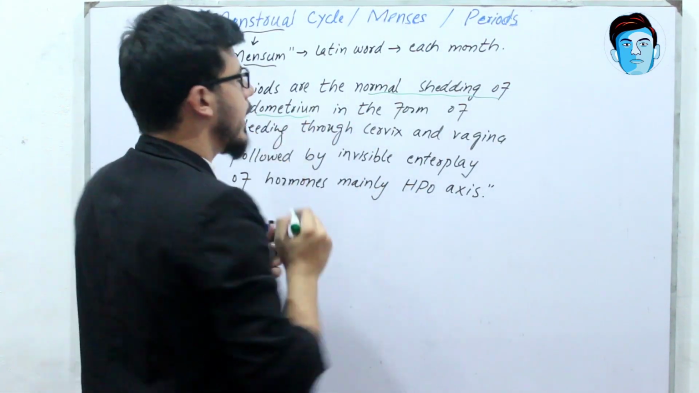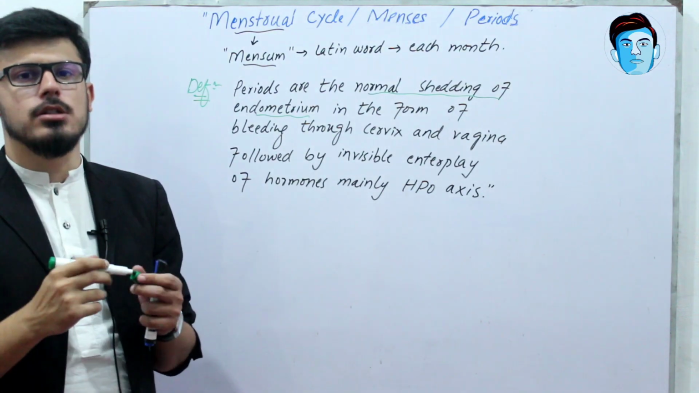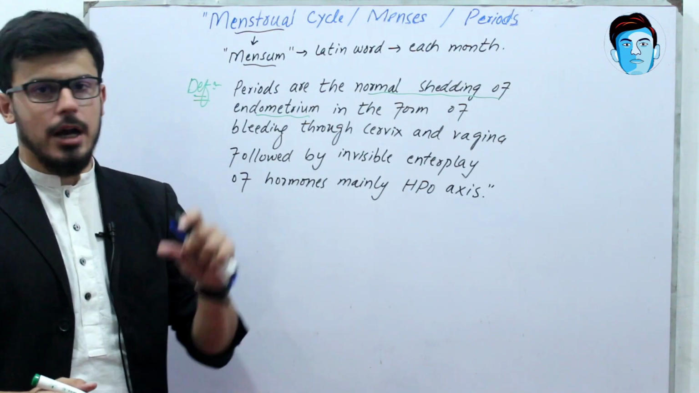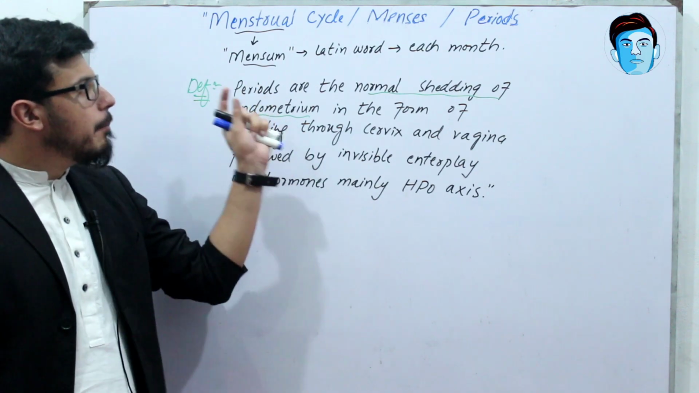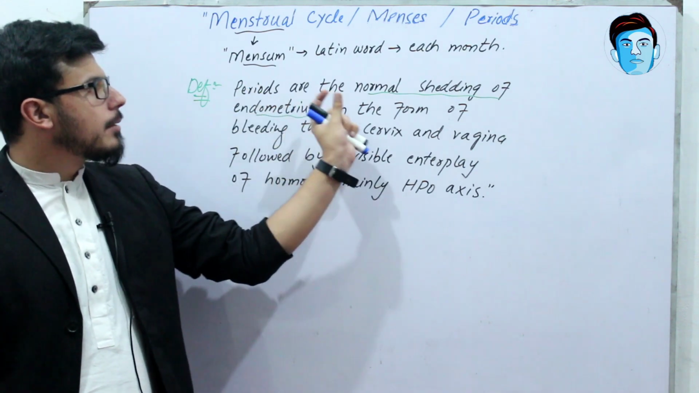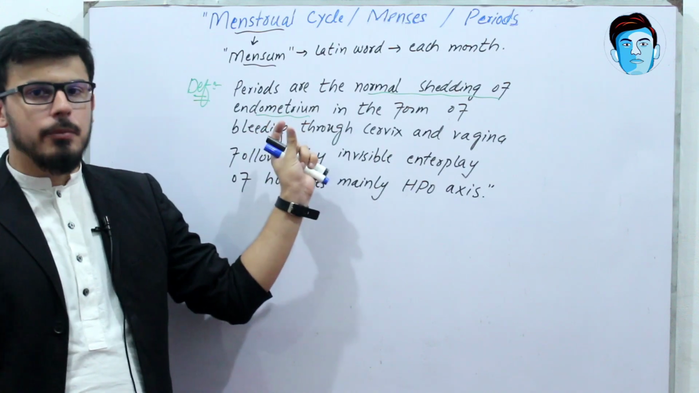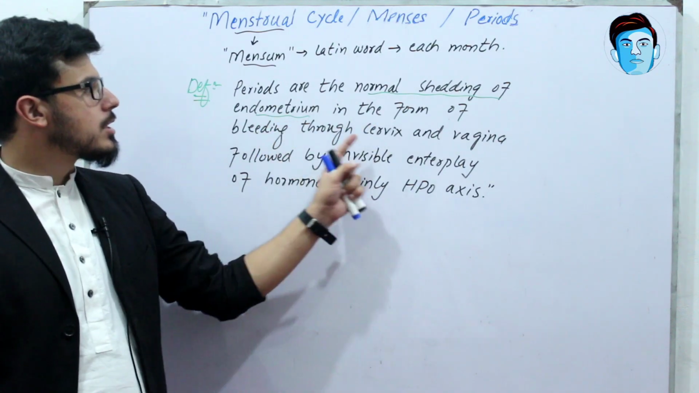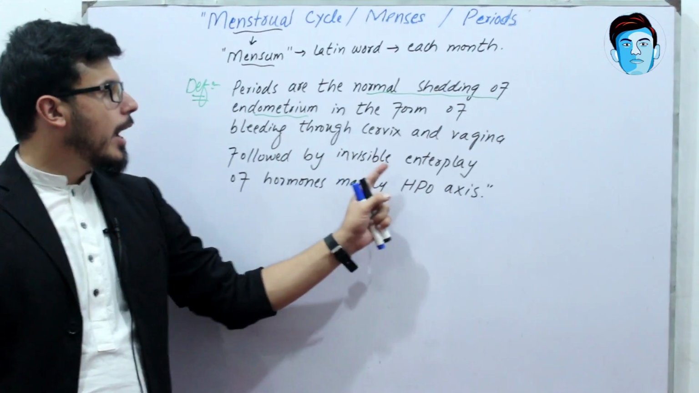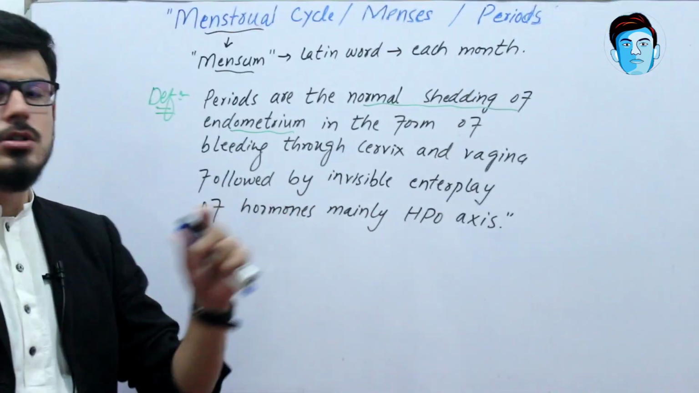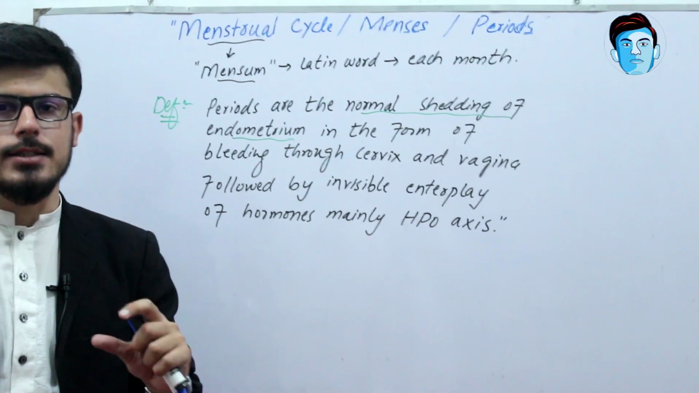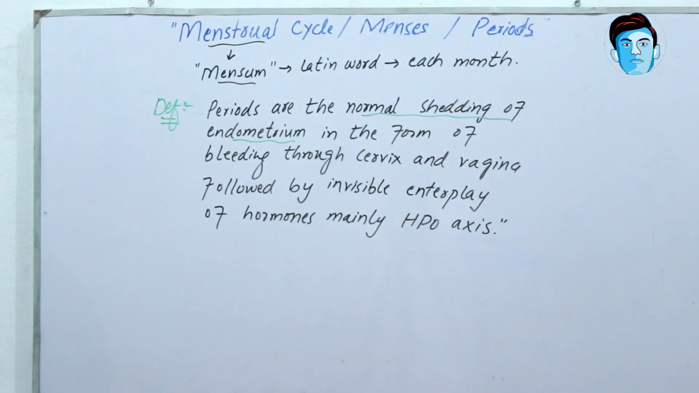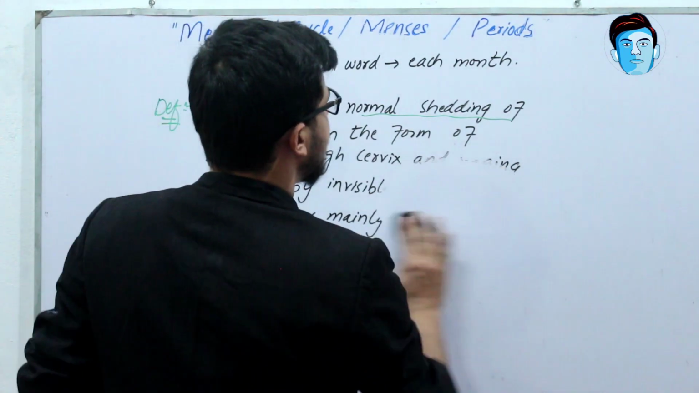As you know, in the uterus there are three layers. The outer layer is called perimetrium, the middle layer is called myometrium, while the inner layer is called endometrium. So in the menstrual cycle, periods are the normal shedding of endometrium in the form of bleeding through the outflow tract from the cervix and vagina, followed by an invisible interplay of hormones, mainly the HPO axis. Before discussing the menstrual cycle in detail, it is important that you have sound knowledge of the HPO axis.